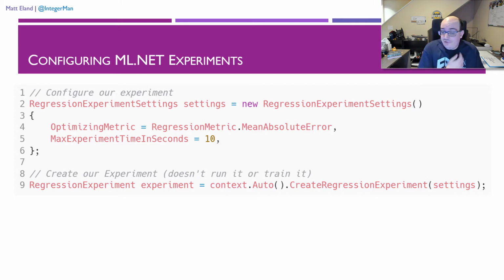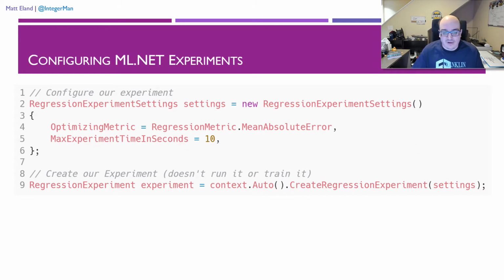Next, you need to go in and create and configure your machine learning experiment. This does not run your experiment. We're just setting up information about your experiment. Every task in AutoML works about the same way, but the class names are different. For a regression experiment, such as predicting the MSRP, we are using RegressionExperimentSettings. So we're creating a new instance of that. We're configuring the optimizing metric, which I'll talk about in a second, and then the max experiment time in seconds.